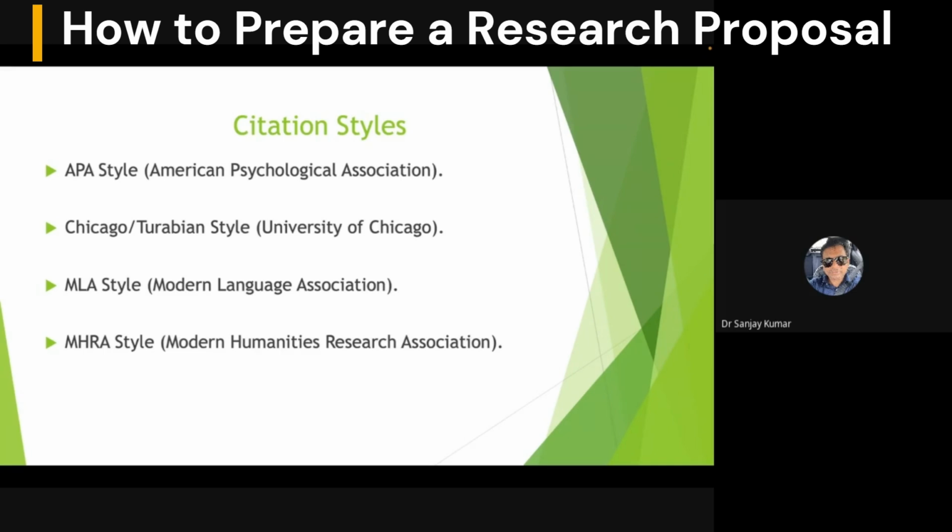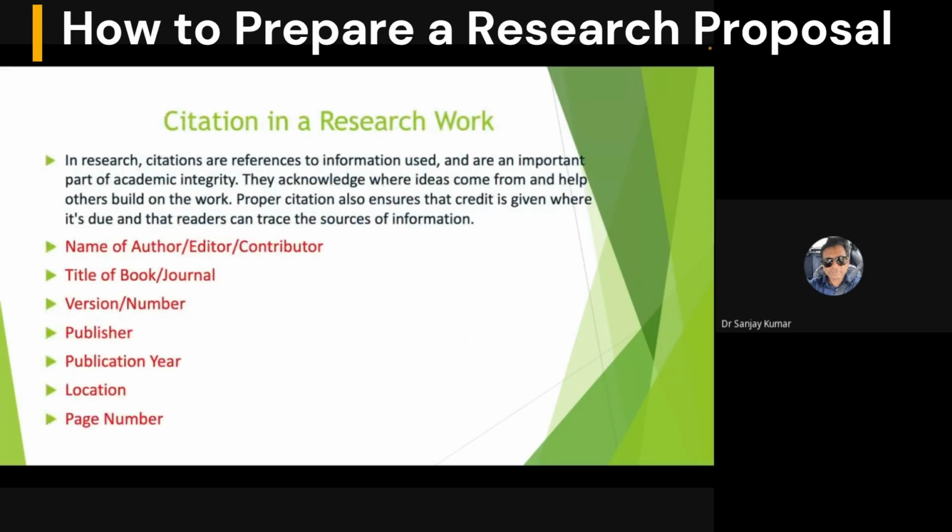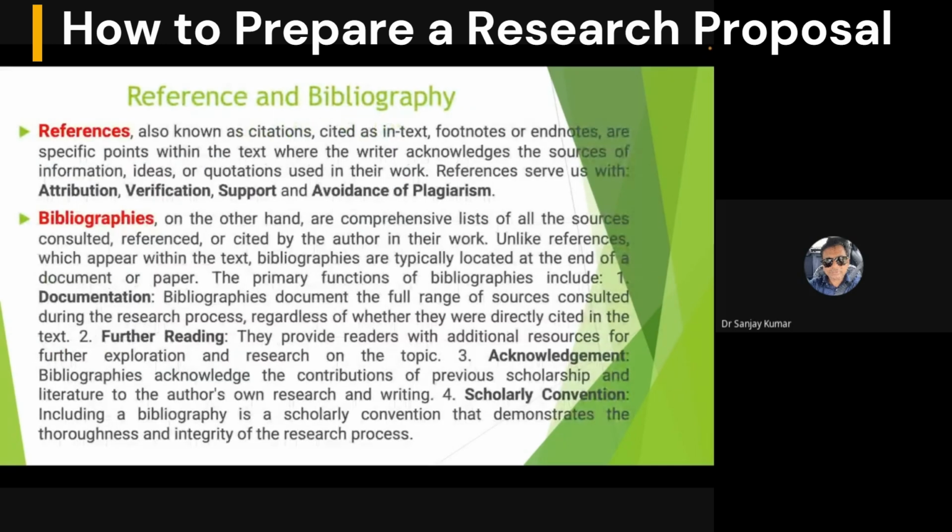Then Chicago style, which is basically followed in sciences. Then we have MLA style, Modern Language Association, and then MHRA style, Modern Humanities Research Association. So basically in philosophy, we try to follow either APA, MLA, or to some extent MHRA. These styles are nothing but the arrangements of these 7 pieces of information about a book.